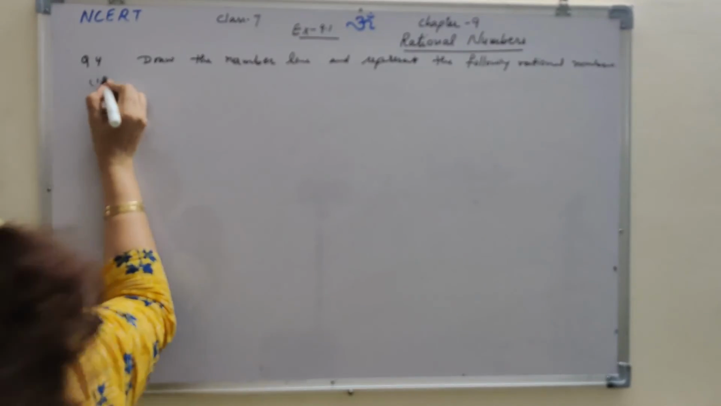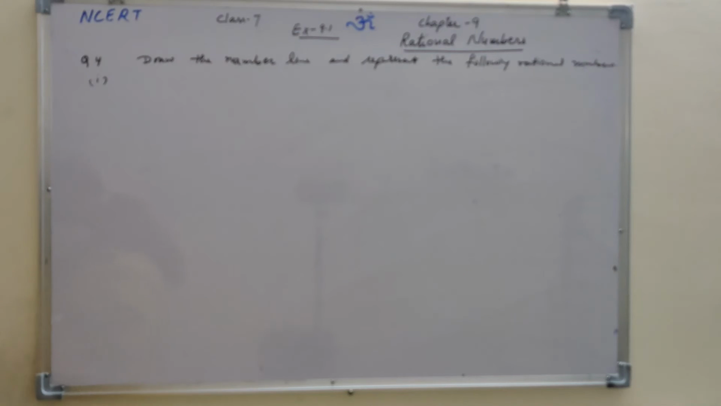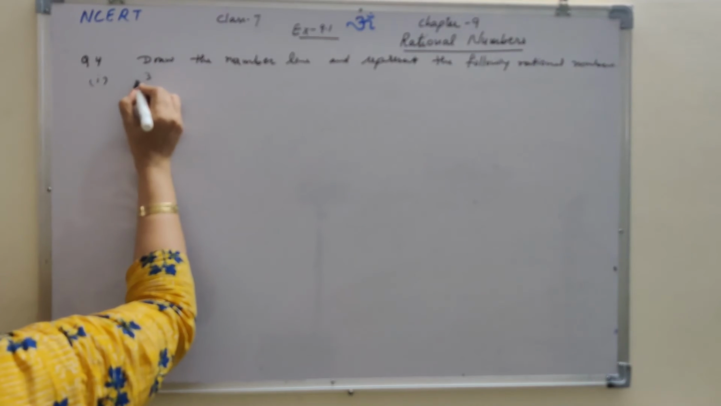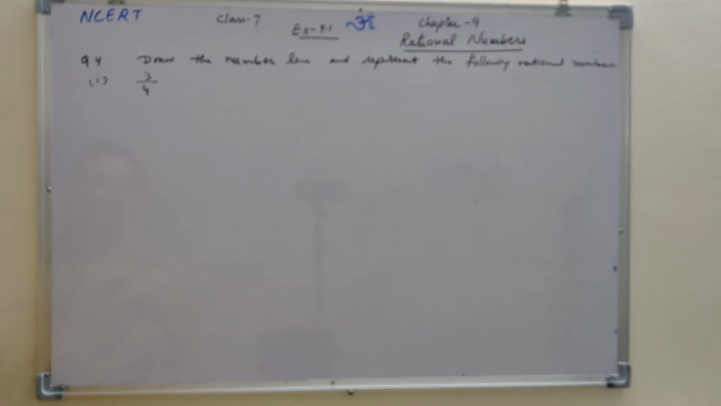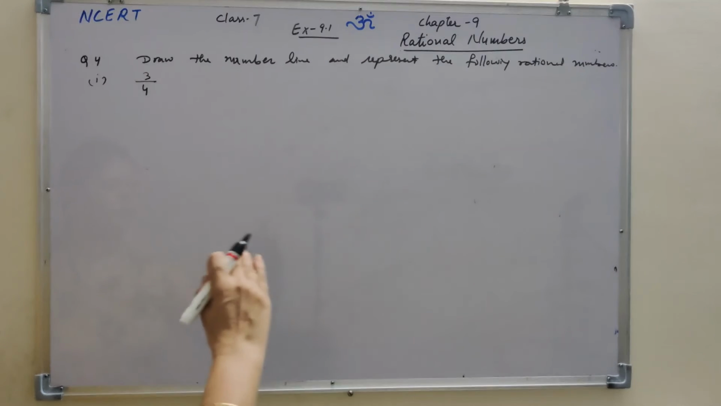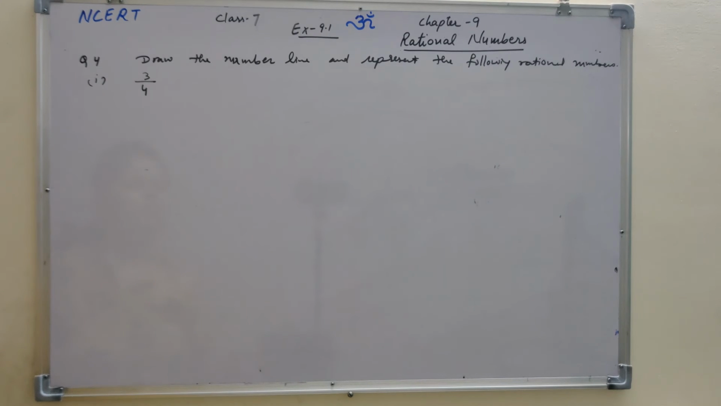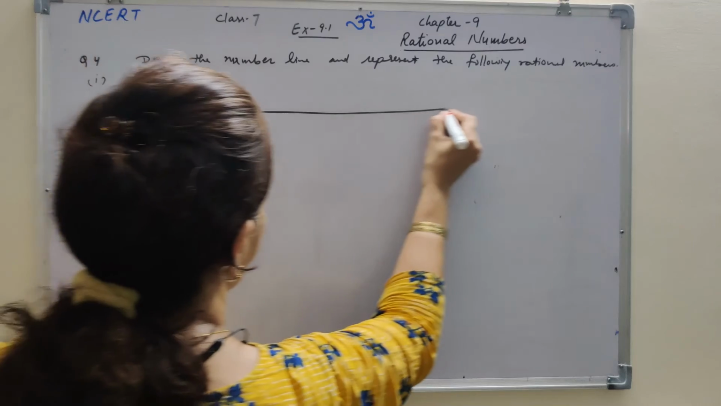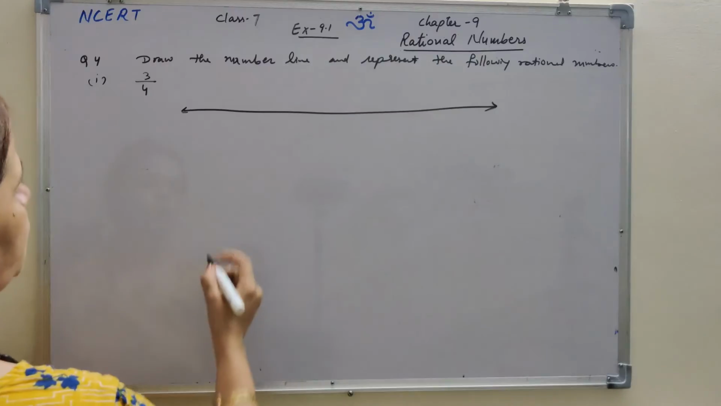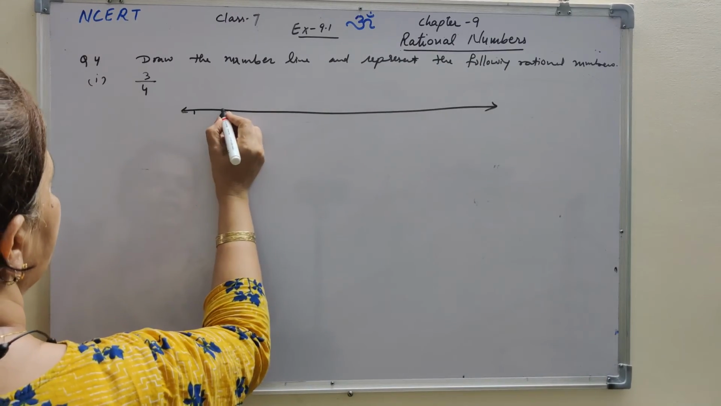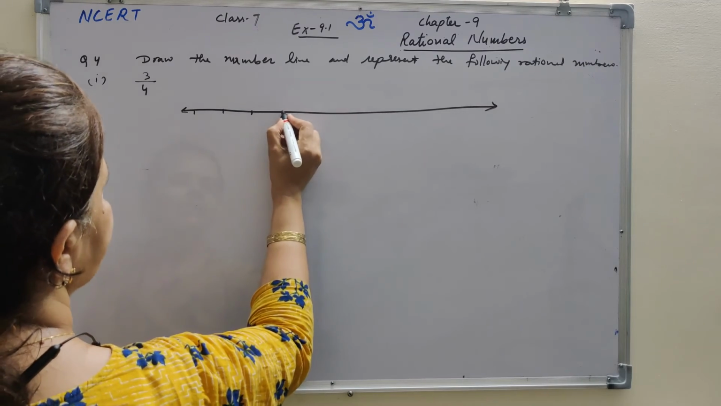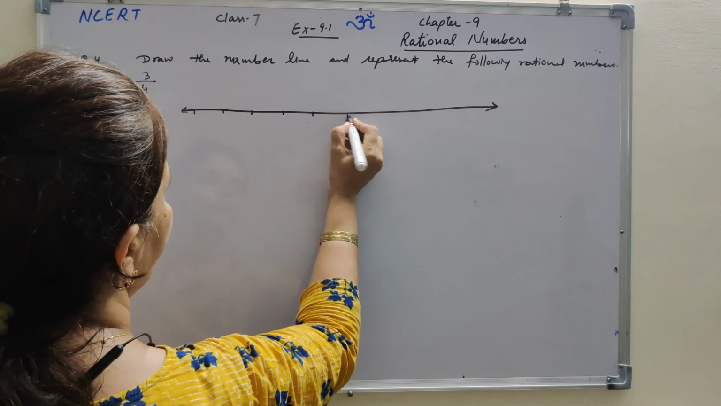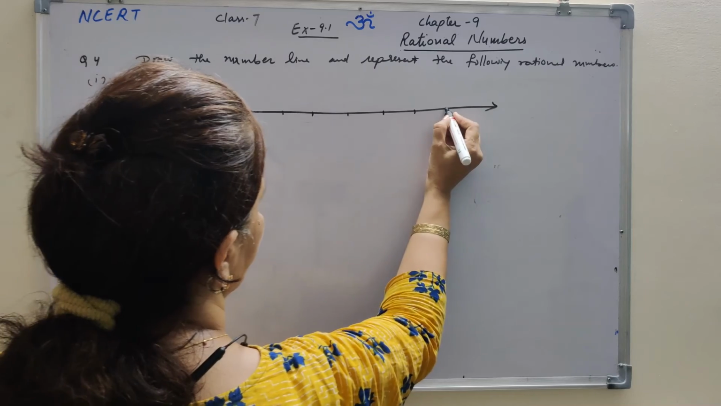And the first part is we have to represent 3 by 4 on the number line. See, how to represent 3 by 4? First of all, it is a positive rational number which will come on the right side of 0. So what we will do, we draw a number line using a scale. Okay, then take these dots at the distance of 1 centimeter.